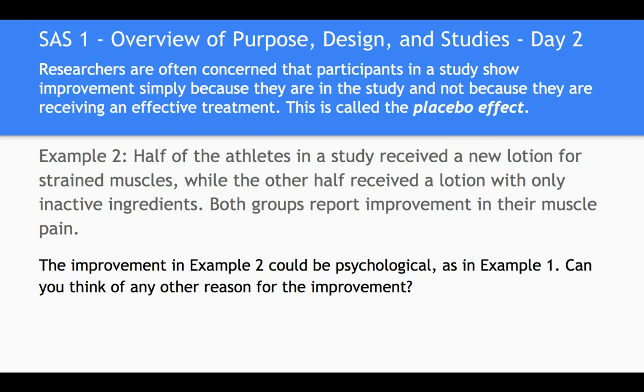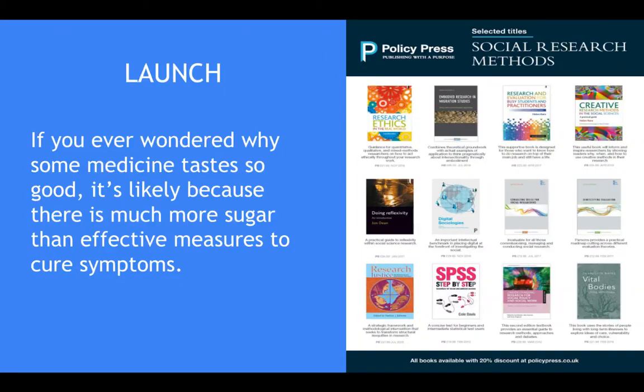Example two: half the athletes in the study received a new lotion for strained muscles, while the other half received lotion with only inactive ingredients. Both groups report improvement in their muscles. The improvement in example two could be psychological, as in example one. Can you think of any other reason why there might be improvement with people getting lotion? Well, think about it. How do you put lotion on? You massage it in. You massage a muscle. Even if you're putting lotion on, it may seem to improve that muscle, even though the lotion doesn't have any active ingredients. So if they got an ingredient-free lotion, they still get relief because of the massaging motion of the hand.